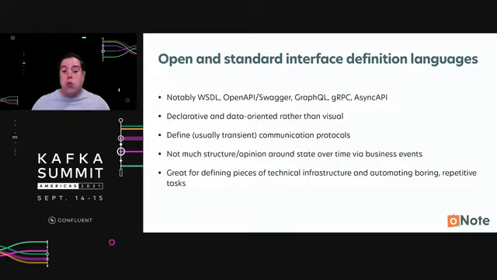So these are cool. They don't scratch the whole itch because these are really about describing communication protocols. This is about, what messages do we exchange, request responses, that kind of thing. It doesn't really have much structure or opinion around how you manage your state over time, right? This is just about how do we broker the transient communication protocol for communicating among distributed actors here. So these are great for defining pieces of your technical infrastructure and for automating certain aspects. There's some great code gen built up around these things.